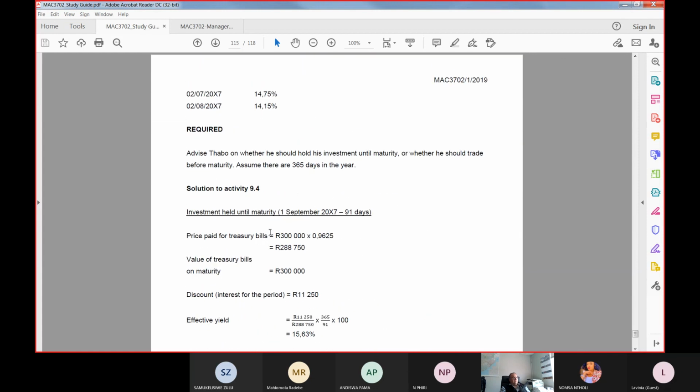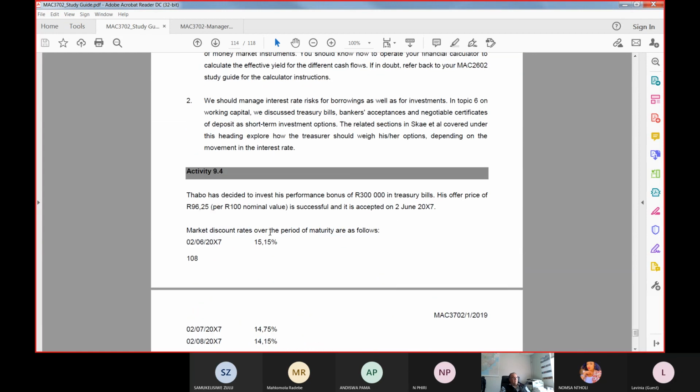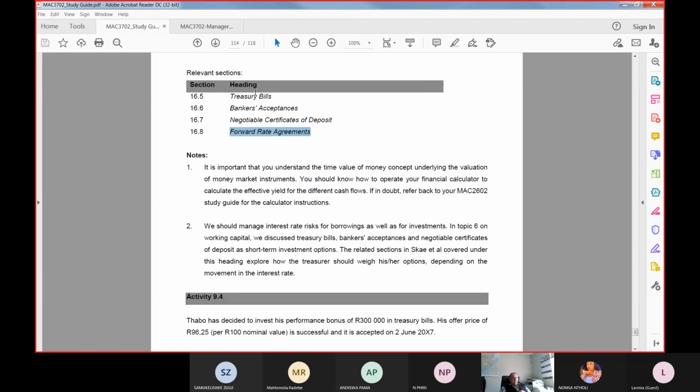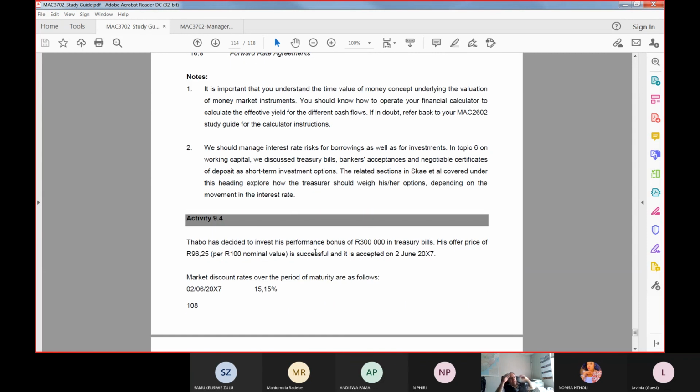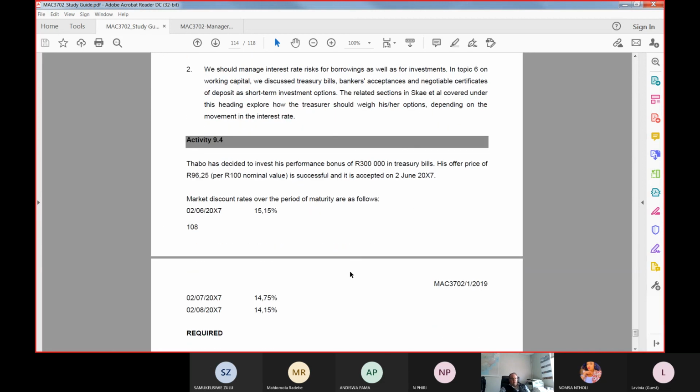That last part is not part of the exams as well. 9.4, which has got to do with the treasury bills. Okay, but look at what they require from you here. Tabu has decided to invest his performance bonus 300,000 in treasury bills. Okay, his offered price is 96 Rand 25. I'm not going to even go into it. It's not going to be part of the exams.